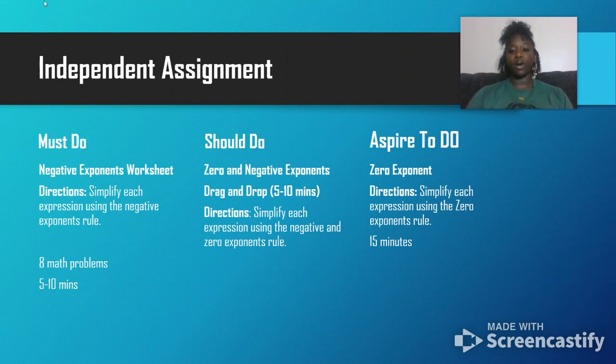Last, we will have the aspire-to-do. The aspire-to-do activity will be a 0 exponent worksheet. Students will simplify each expression using the 0 exponent rule, which is any number with an exponent of 0 will equal 1. This assignment should take no more than 10 to 15 minutes. The should-do and aspire-to-do activities are optional, but I highly recommend them.